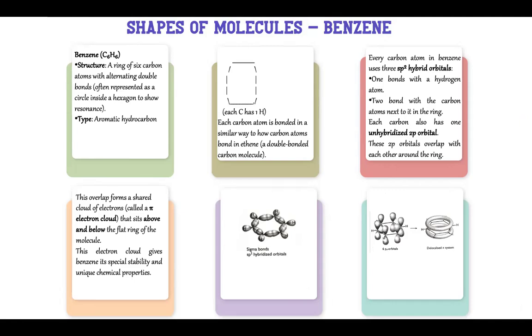This overlap forms a shared cloud of electrons called a pi electron cloud that sits above and below the flat ring of the molecule. And this electron cloud gives benzene its special stability and unique chemical properties. And this is the sample diagram which explains the shape of the molecule for benzene.